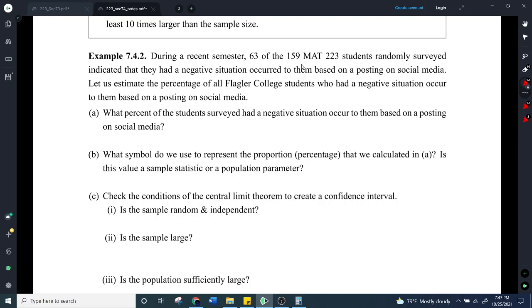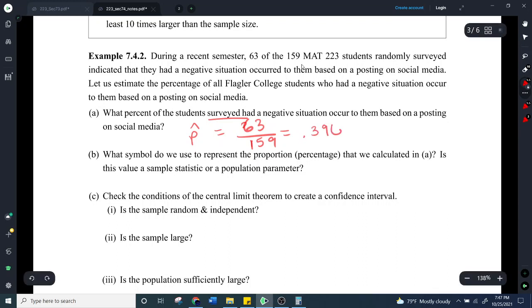Let's start by calculating what p hat is. So what percent of students surveyed, so surveyed would just be p hat. So p hat is going to be 63 out of 159. So that's the proportion from our survey. And I've got the percentage here that looks to me like that's about 0.396 approximately. What symbol do we use to represent the proportion that we calculated in part A? So that, of course, would be p hat. And since it's based on our sample, that's a sample statistic.